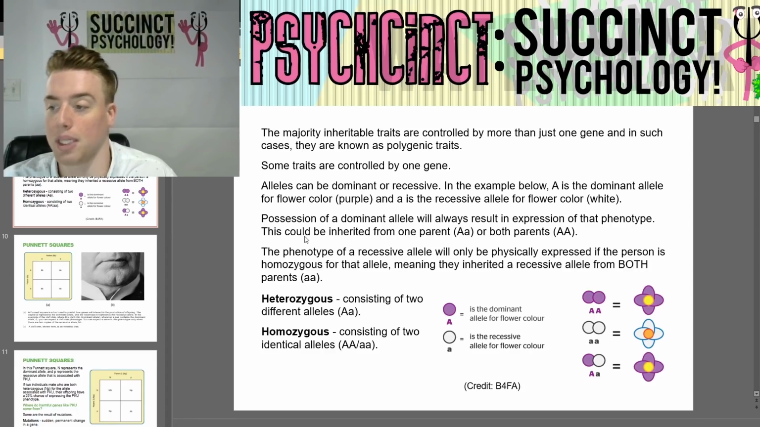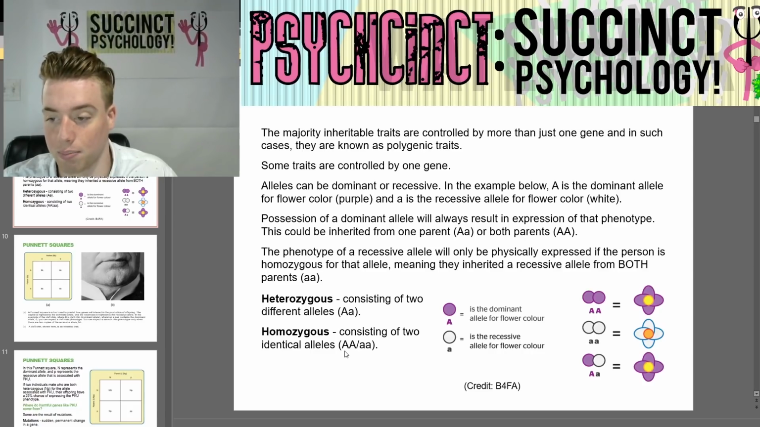So possession of a dominant allele will always result in expression of that phenotype. This could be inherited from one parent, so here you have dominant, recessive, capital A, lowercase a, or both parents, so two dominant alleles. The phenotype of a recessive allele will only be physically expressed if the person is homozygous for that allele, meaning they inherited a recessive allele from both parents. So here you have the two recessive alleles, lowercase a and lowercase a.